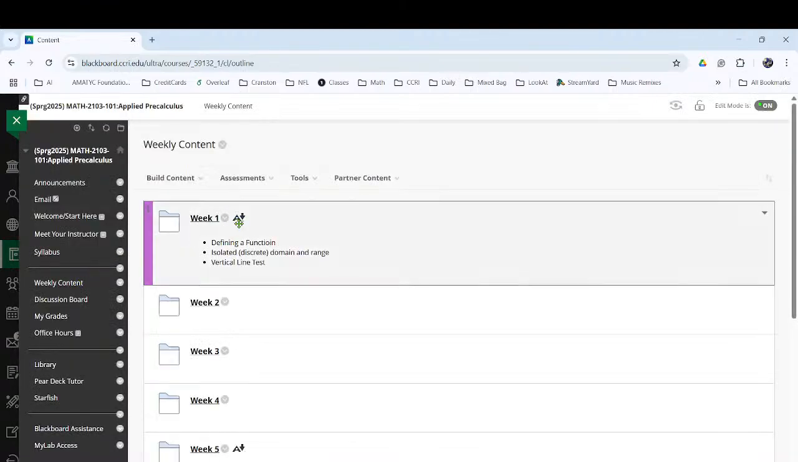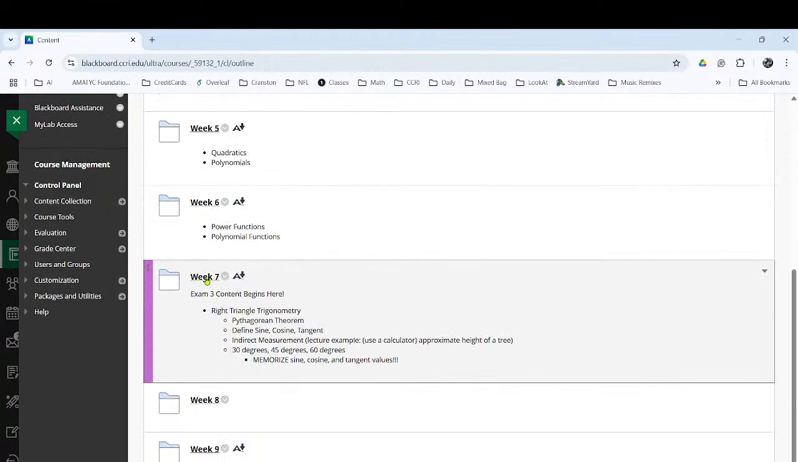Weekly content video says right here, week 7. Exam 3 content starts here. Right triangle trig. So you need to know the Pythagorean theorem, sine, cosine, tangent, and their reciprocals. Questions that you used a calculator to find the height of a tree or the base of a building if you were looking up at something. So something called angle of elevation and angle of depression.